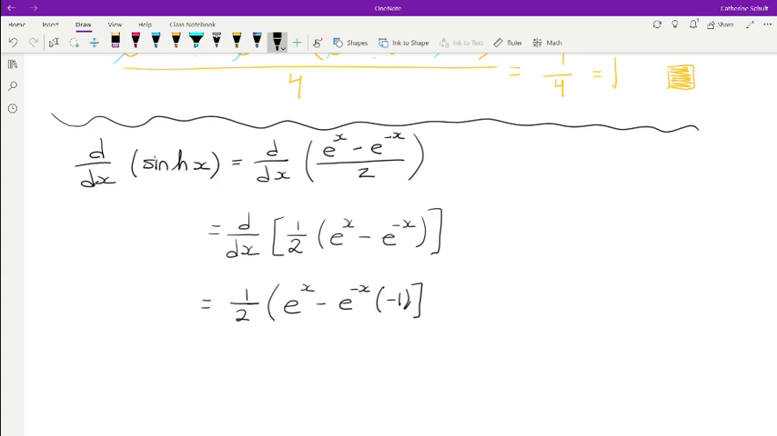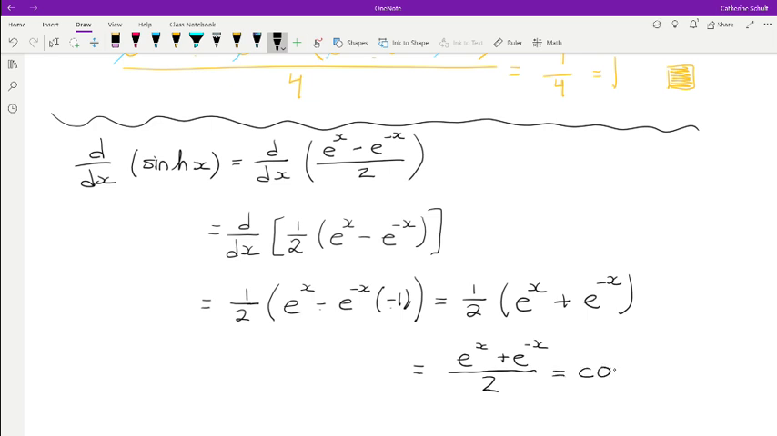Okay, so we have 1/2 e to the x, minus becomes plus e to the negative x. Okay, and then we'll put this in a form that looks a little bit more familiar. This is like dividing by 2. What does that look like? That's the hyperbolic cosine.